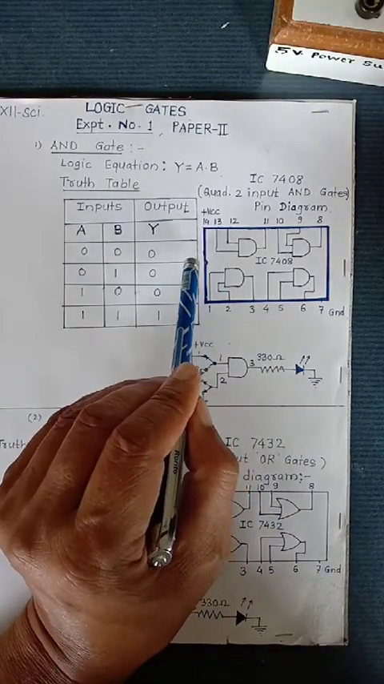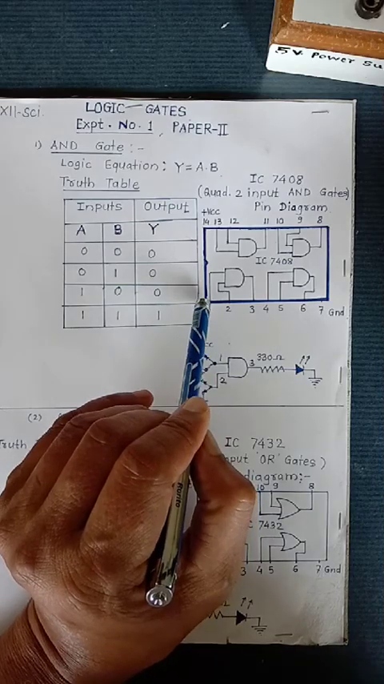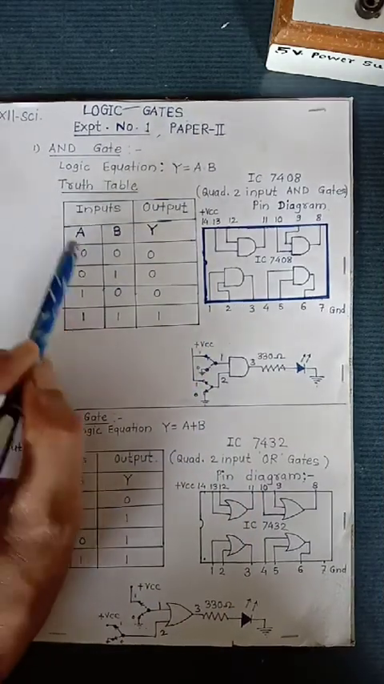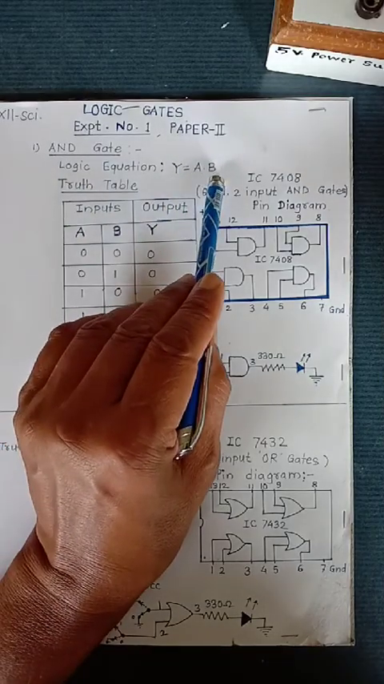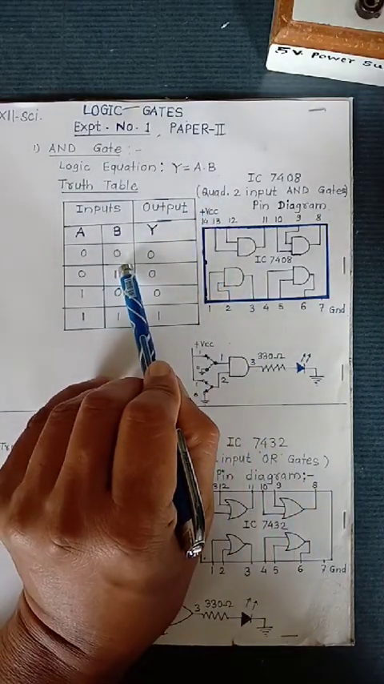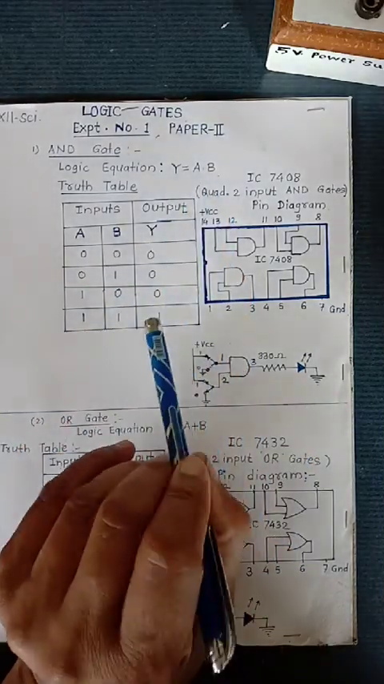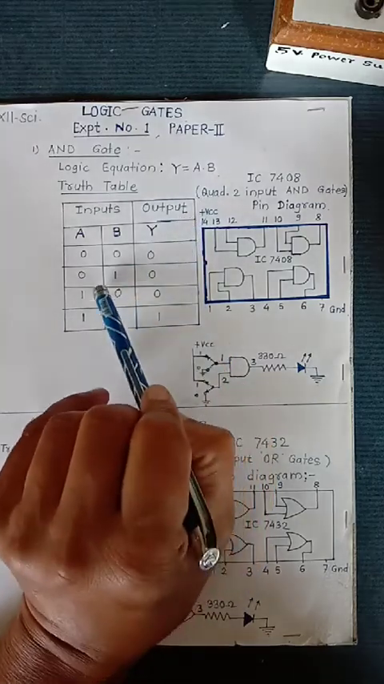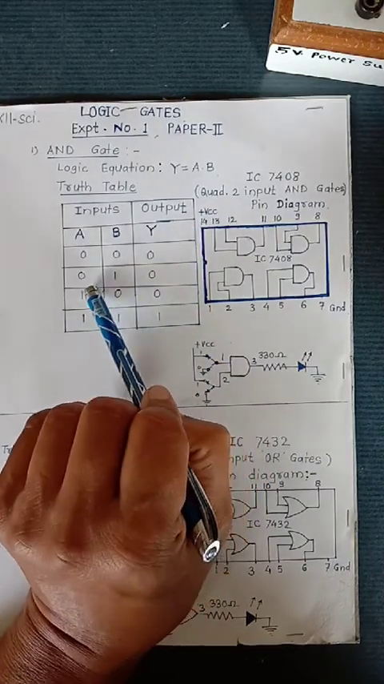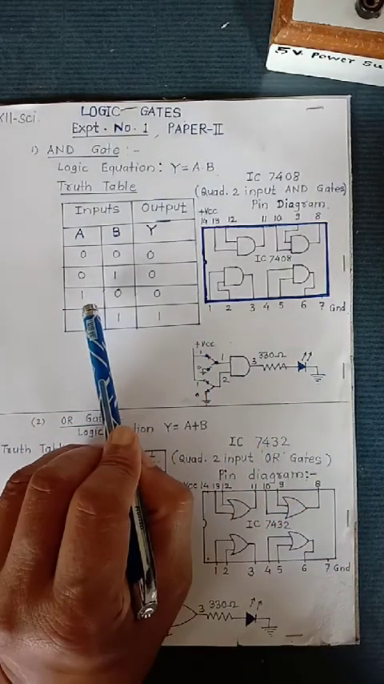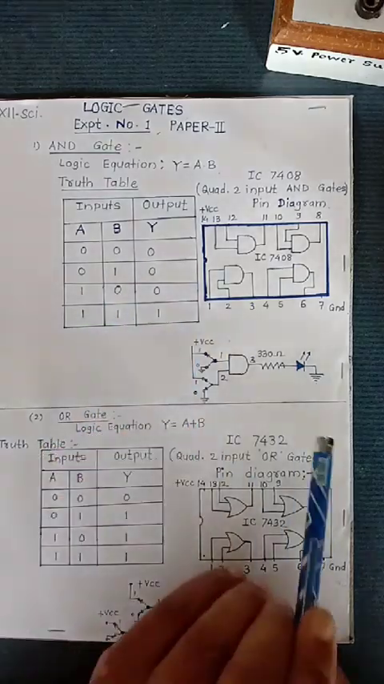So yesterday we studied how to connect the AND gate and how to verify its truth table. The logic equation for the AND gate is Y = A into B. For the 0 0 condition, if inputs are 0 0, output is 0 into 0, 0. For 0 1, that is if A is 0 and B is 1, then 0 into 1 is 0. For 1 0 the output is again 0, because 1 into 0 is 0.